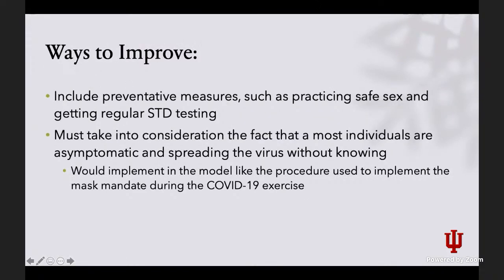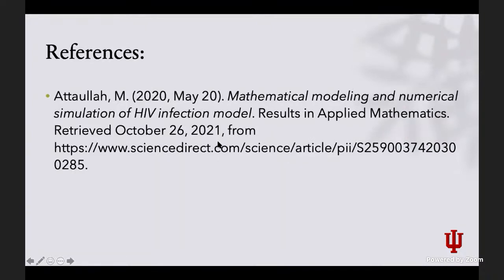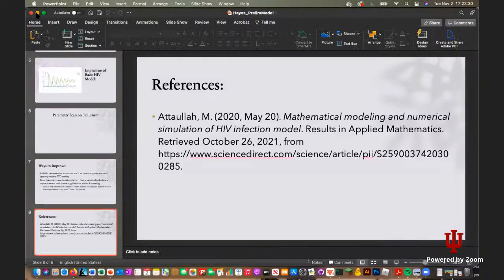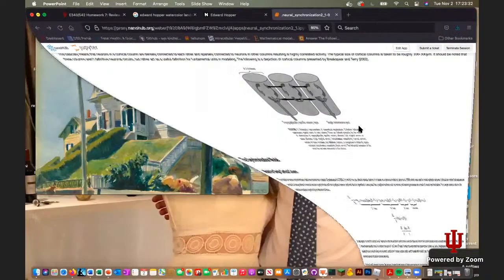And then this is how I could improve the one that I already have, the very basic TIV model. I could include preventative measures such as practicing safe sex or getting regular STD testing. And I could do this by using the procedure, the mask mandate for COVID-19 exercise, basically having a herd immunity almost. And then I have my references at the end and I can pull up the Tellurium parameter scan.